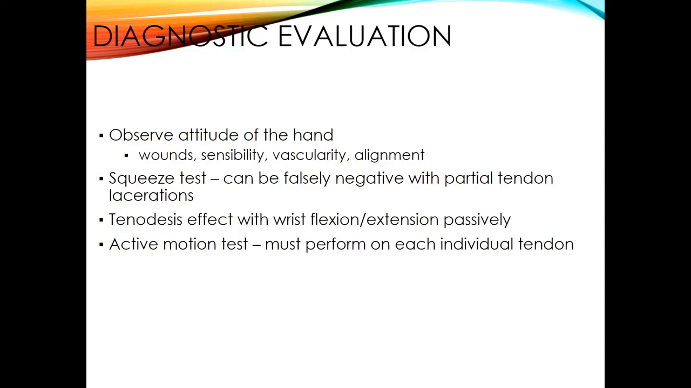And then to test the FDS, you have to hold all the remaining digits in full extension and have them flex the index finger. And if you hold the distal phalanx and the DIP joint in extension of the other fingers, you'll get isolation of FDS in that finger. And you can do this for each finger by holding the remaining fingers in full extension. This should also be documented that you tested FDS and FDP to each digit when you're examining these patients.